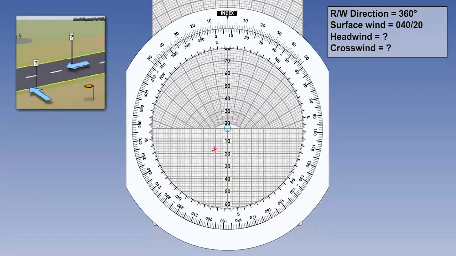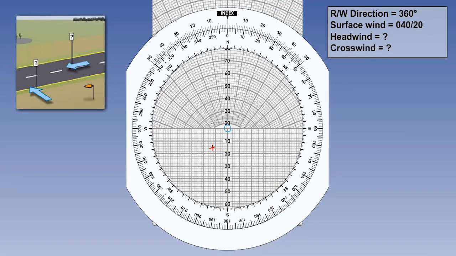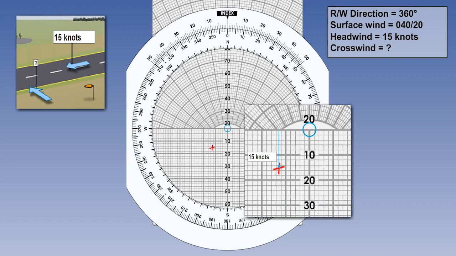Move the rotating scale to bring 360, the runway direction, under the index. On our rotating scale, this is marked as 0. Measuring vertically from the top line to the wind mark gives us the headwind component of 15 knots. Measuring from the center line horizontally to the wind mark gives us the crosswind component of 13 knots and the direction from right to left.